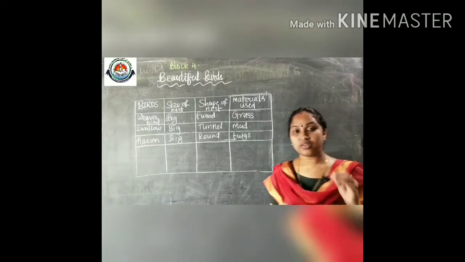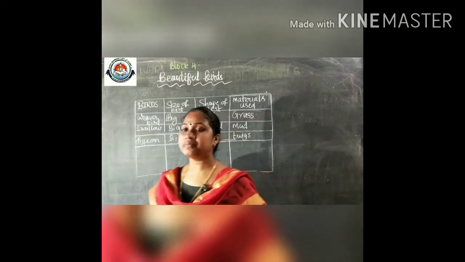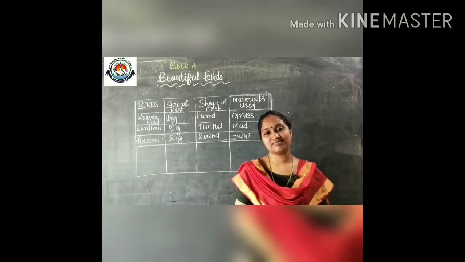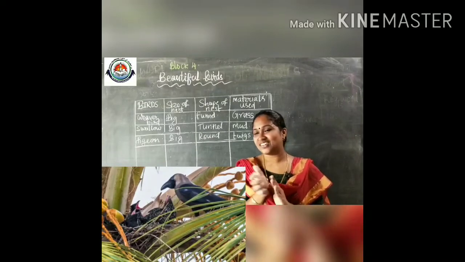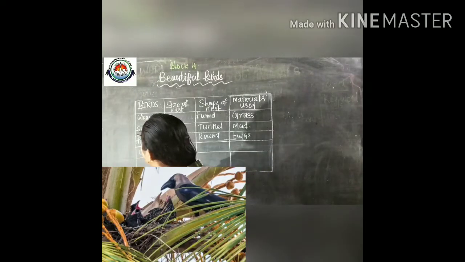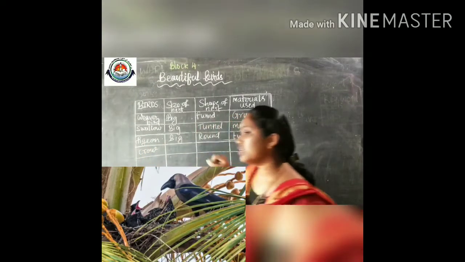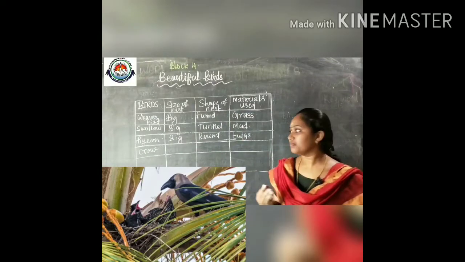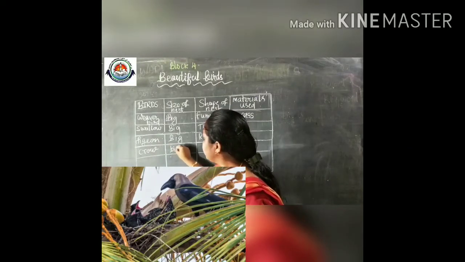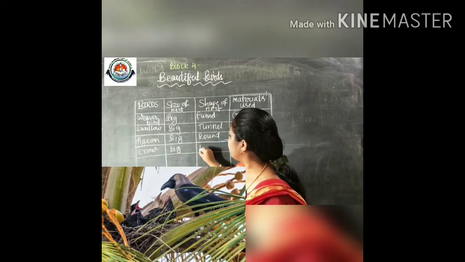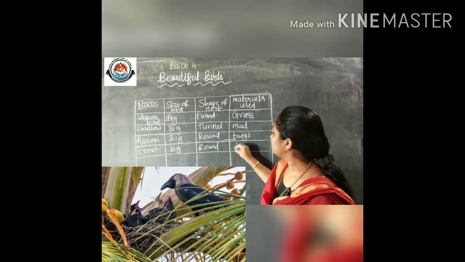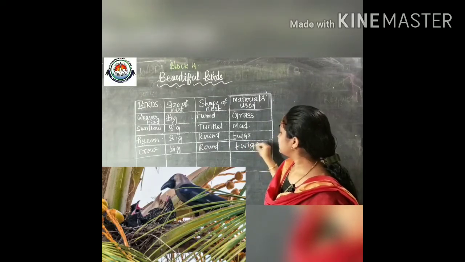And now we can see another bird. Which bird is this? Very familiar for us. We can see everywhere. Which bird is this? Good. This bird is our crow. Crow's nest also we can see everywhere. What about its size? Big. And shape is also same, round. And they are also using twigs to build their nest.